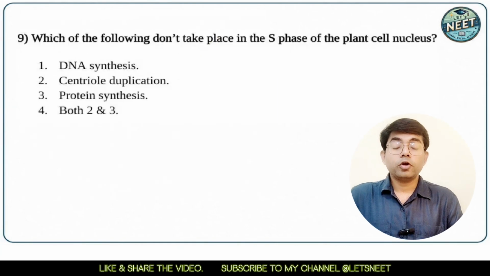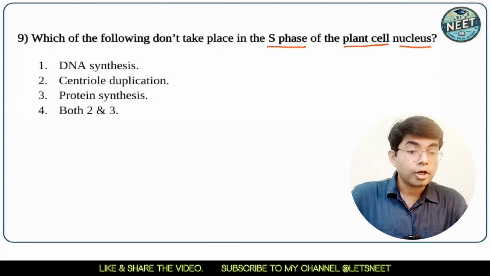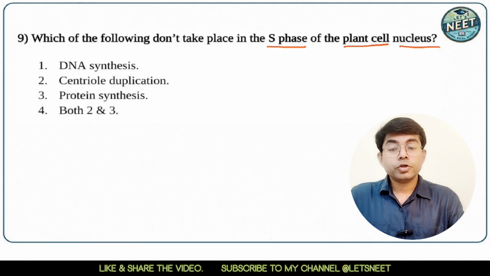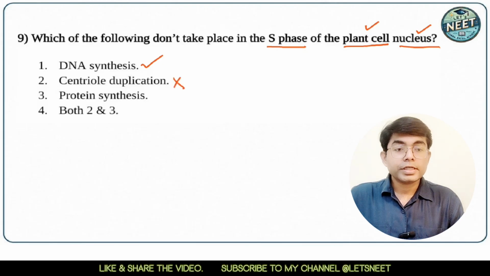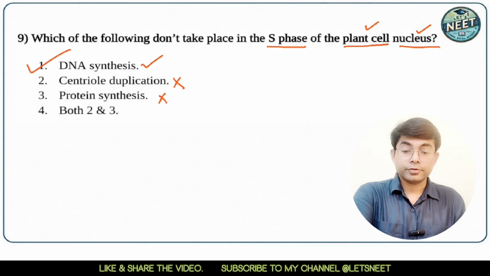Next one, which of the following doesn't take place in the S phase of the plant cell nucleus? S phase, then plant cell, and then in nucleus. 3 factors are here. So during S phase, DNA synthesis takes place. It takes place in plant and it also is in nucleus. Centriole duplication. In plant there is no centriole duplication. Protein synthesis. Now you will say in S phase protein is synthesized, but does it happen in nucleus? No. So it doesn't happen in nucleus. So first is the right answer over here.